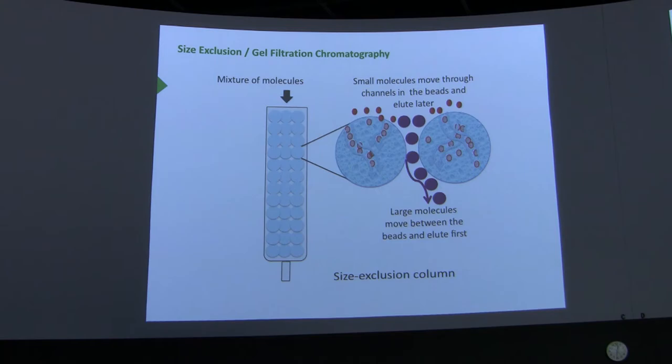How small can the exclusion limit be? These exclusion limits are typically in the order of thousands of molecular weight. 5,000 would be small. 50,000 to 100,000 would be large. So let's say if I had a bead that had an exclusion limit of 10,000 and I passed my sample through it, on average, things that are larger than 10,000 are going to come out first. Things that are smaller than 10,000 will come out last.